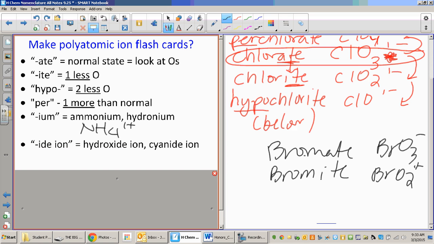And then the only 2 ide versions. Generally, ide means look at the periodic table and get your charge. But in this case, hydroxide and cyanide are 2 examples that we use a lot with polyatomics, and they are not from the periodic table. They are their own entities. So what's hydroxide? OH minus. And what's cyanide? CN, 1 minus, right. So those are the 2 oddballs. They don't fit the trend.